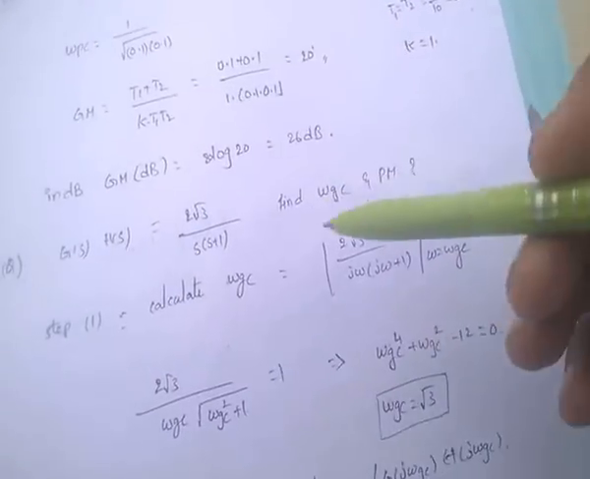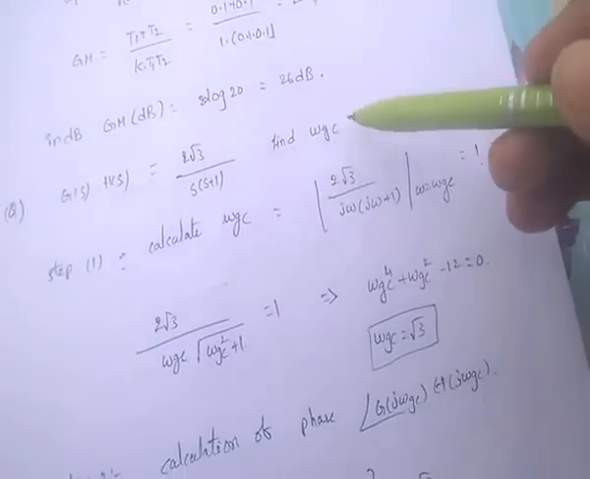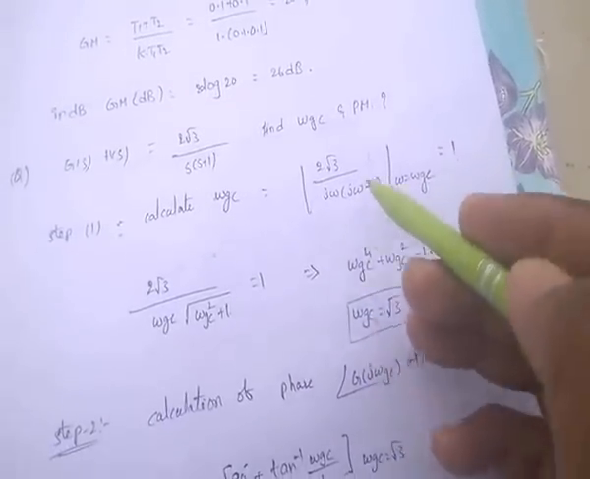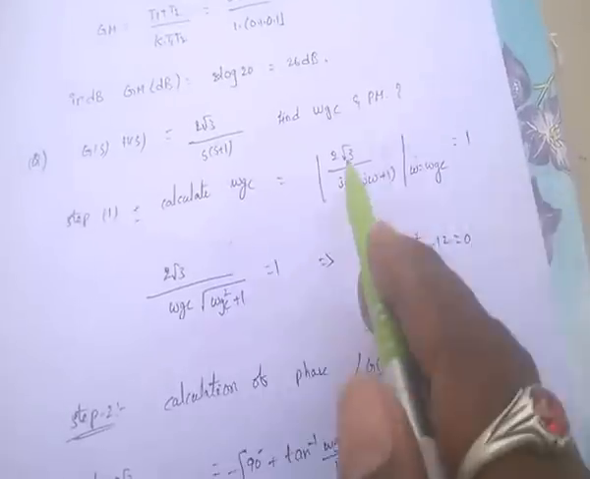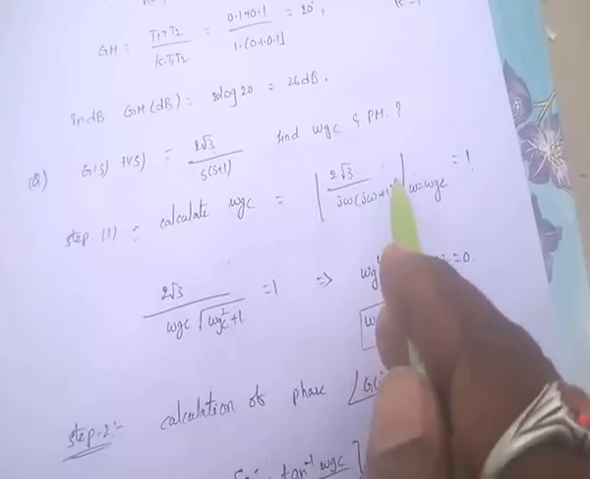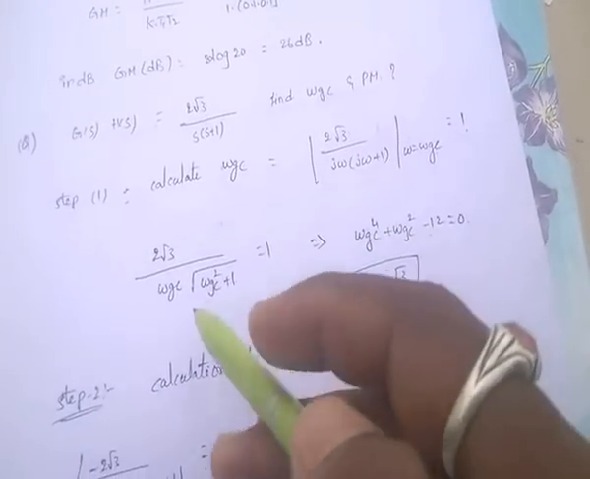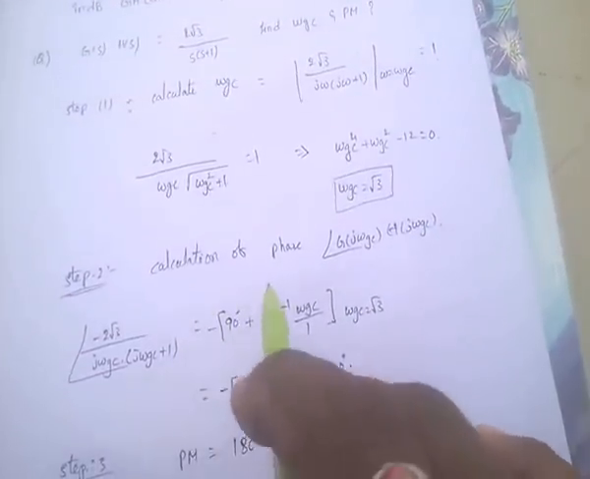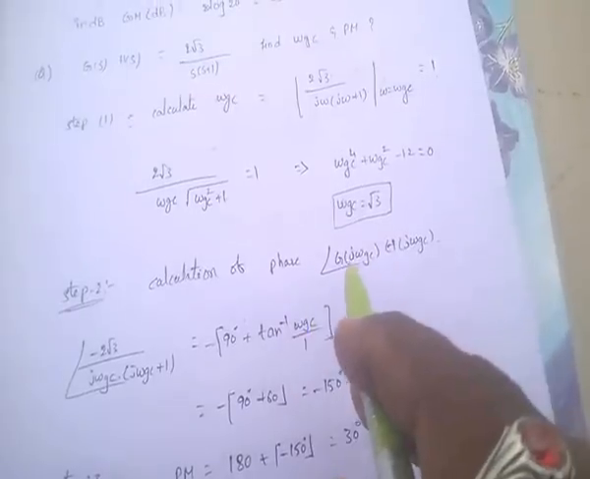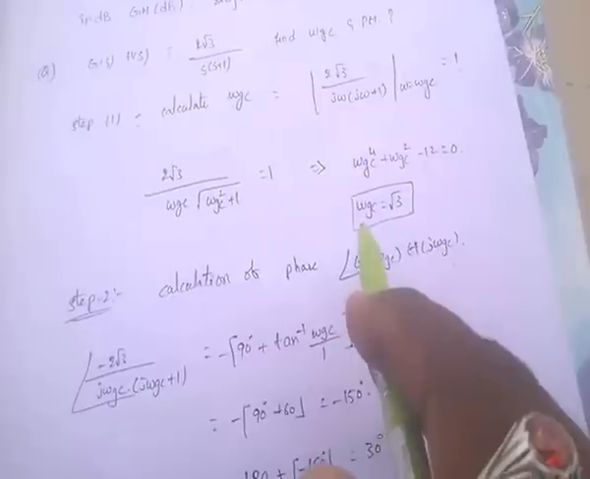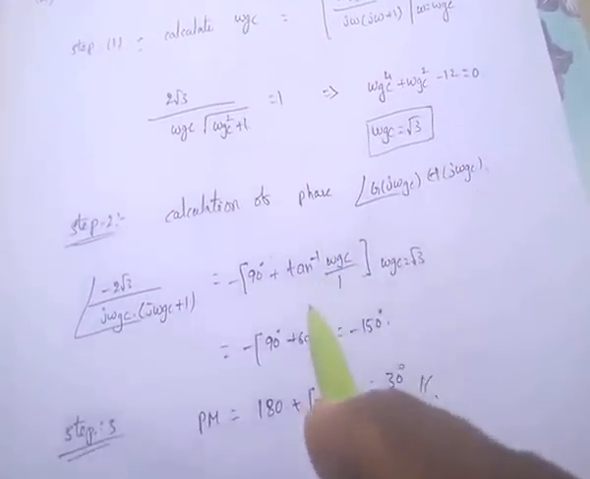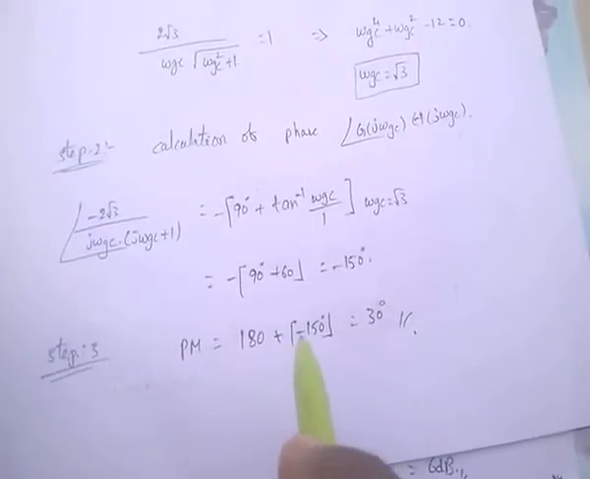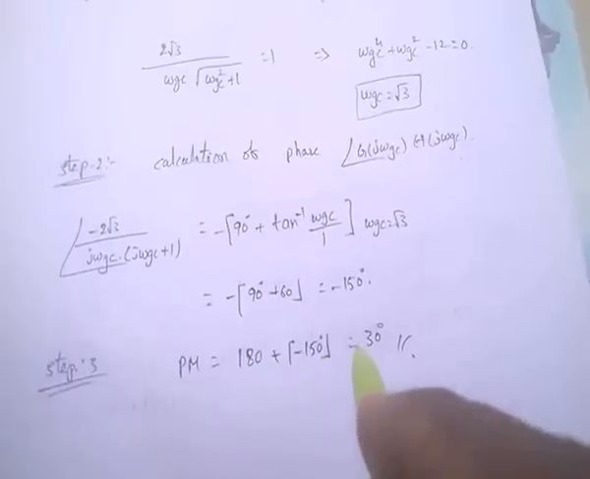Once again, to find the phase margin, first of all we have to find the gain crossover frequency. It is the frequency at which the magnitude equals 1, at omega equal to omega GC. Substitute s equal to j omega GC and find the magnitude. If we solve the equation, we get omega GC equal to some value. The next step is to find the phase angle of G(s) H(s) with omega GC equal to root 3, substituting this omega GC, and we get some phase angle. Finally, phase margin equals 180 degrees plus that phase angle. Just add it and we get the phase margin.